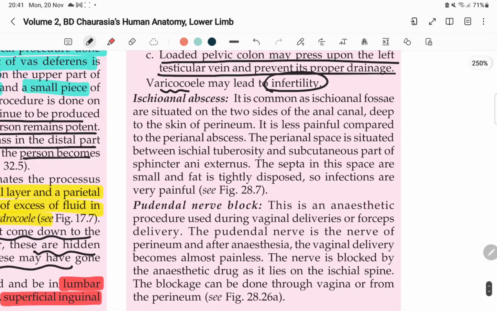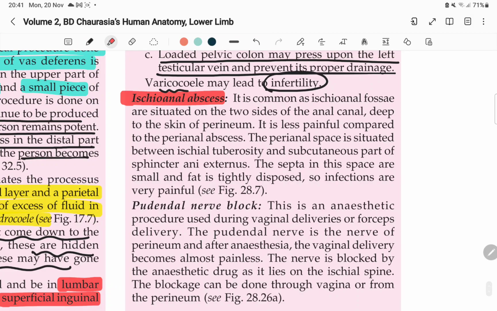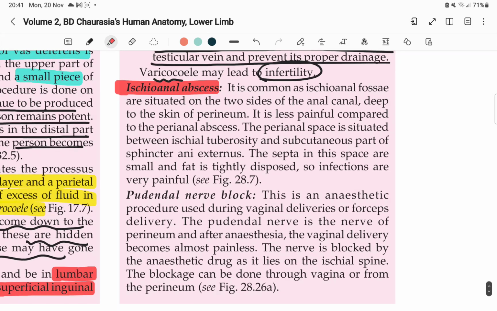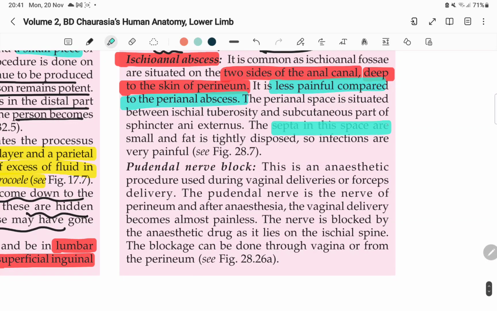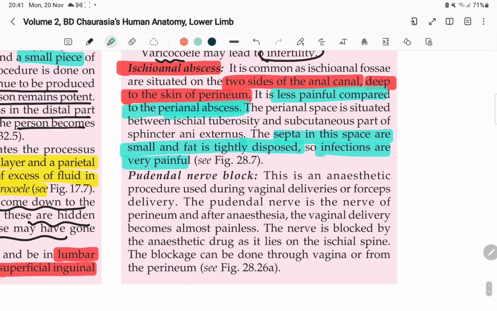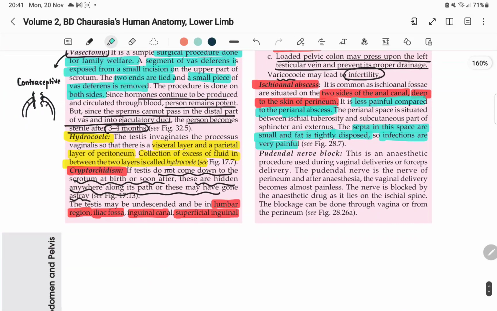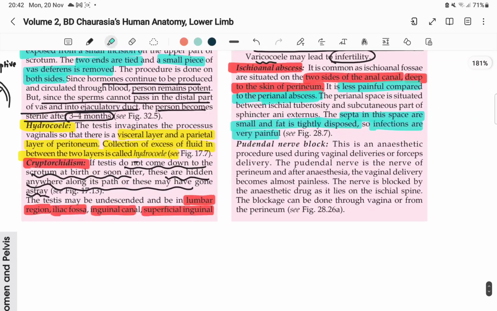Understood? Remember, we talked about the ischioanal fossa, that is the ischiorectal fossa. So you can have an ischioanal abscess. It is common as the ischioanal fossae are situated on the two sides of the anal canal, deep to the skin of the perineum. It is less painful as compared to a perianal abscess, because in the perianal space the septa are very small and fat is tightly disposed, so infections are very painful. But an ischioanal abscess is less painful.